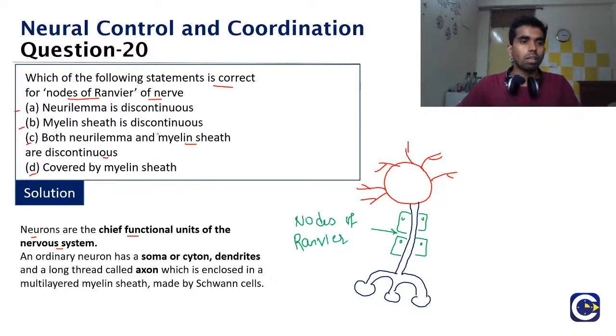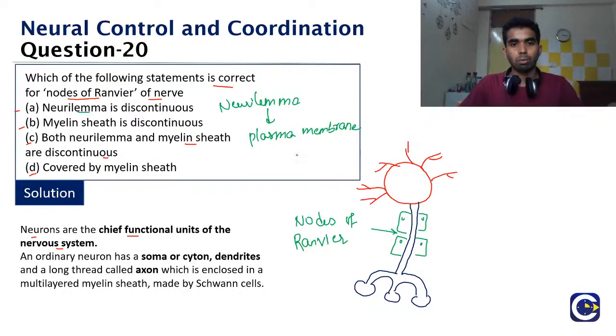Okay, and what do you mean by neurilemma? Neurilemma refers to the plasma membrane of the nerve. Similarly, sarcolemma is the plasma membrane of the skeletal muscle. As you can see, here the blue color is the plasma membrane. So the plasma membrane or the neurilemma is present, and it is only the myelin sheath that is discontinuous. Very well said, Trisha, it is the myelin sheath that is discontinuous. So the correct answer is option B.